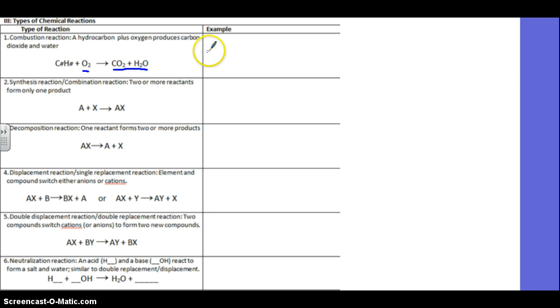For example, you might see this reaction. This is methane, CH4, plus O2, and CH4 is my hydrocarbon because it's C something H something, plus oxygen forming carbon dioxide and water. And that's just one example of a combustion reaction.